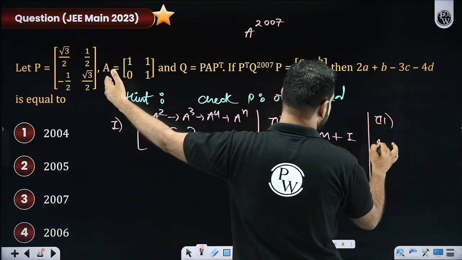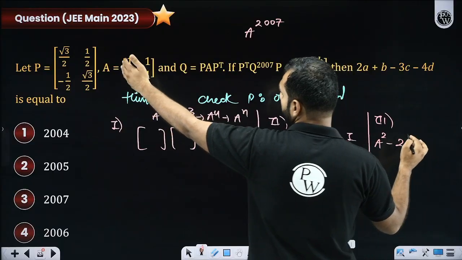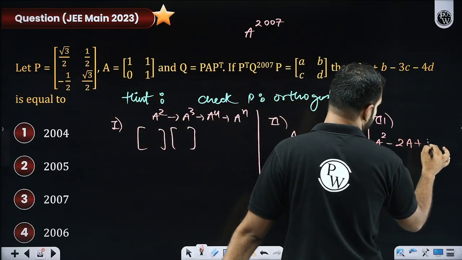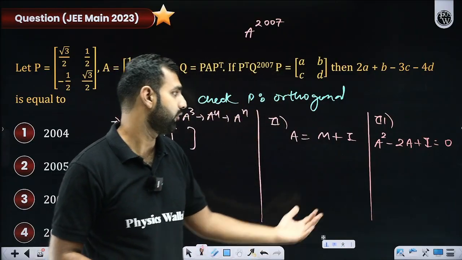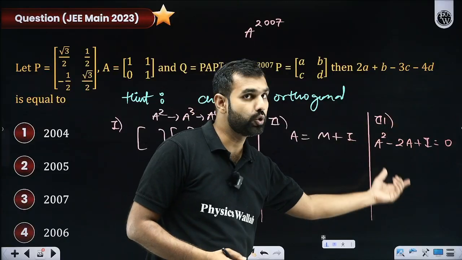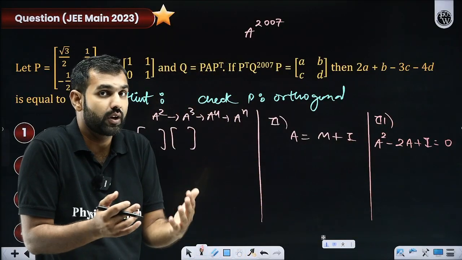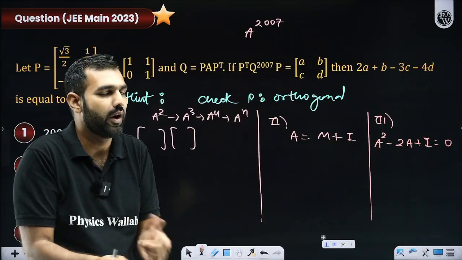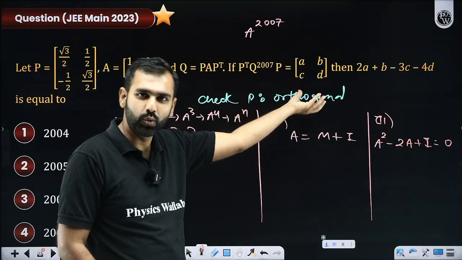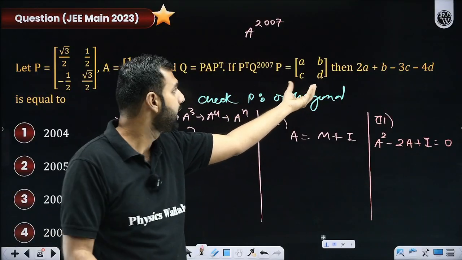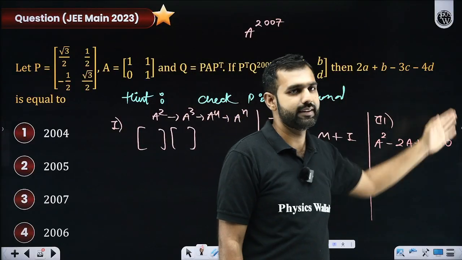The characteristic equation of A will be A square minus 2A plus determinant of A, which is 1 minus 0, that is 1, that is this. And with this also you can generalize higher powers of A. This is A square, then you can find A cube, A to the power 4, and so on. So these are the three methods through which you can generalize A to the power n. Once you are done with the generalization of A to the power n, this will be nothing but A to the power n only, which is A to the power 2007. And by comparing those values, you will get the final answer.